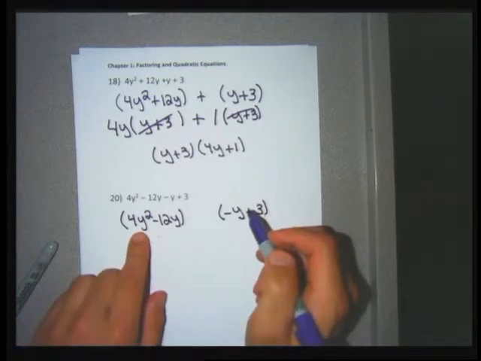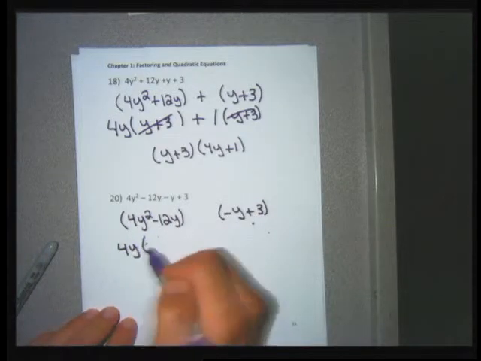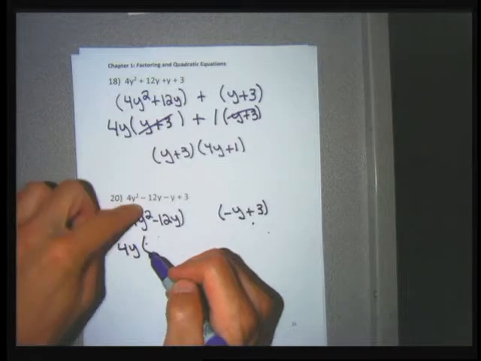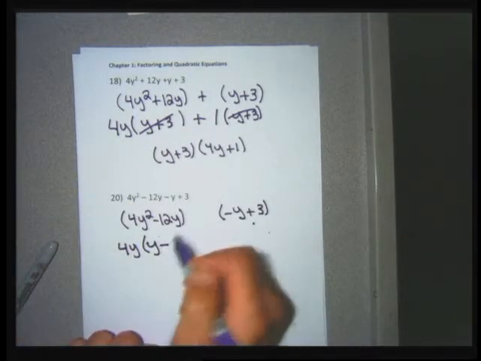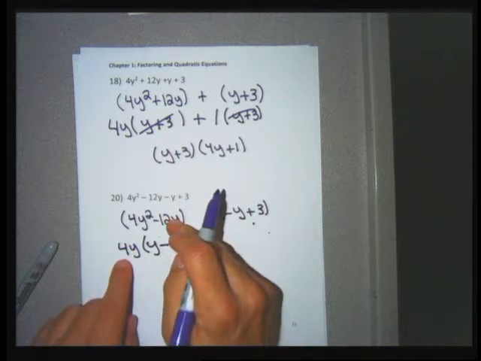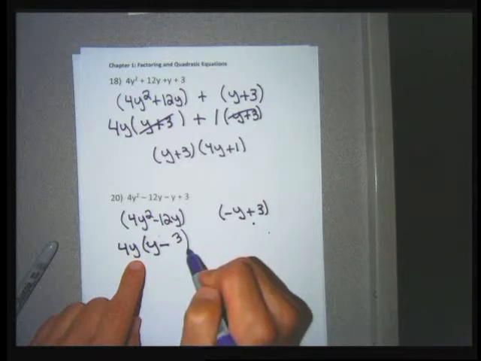First group, I'm factoring out a 4y again. When I divide the 4 by 4, I get a 1. I had 2 y's. I factored 1 out. I'm left with 1 y. I bring down my minus sign. I divide 12 divided by 4 and get a 3. I factored out the y, so I don't get a letter.